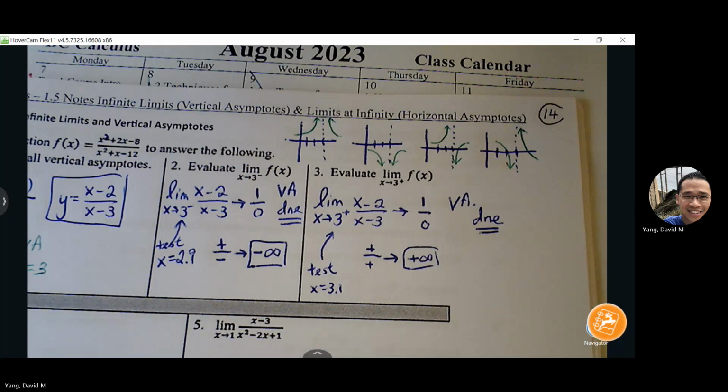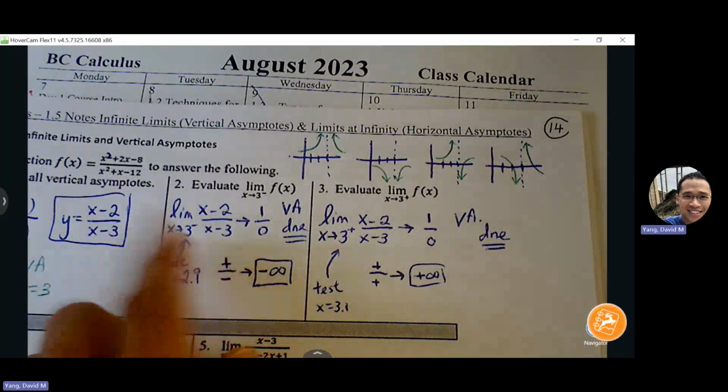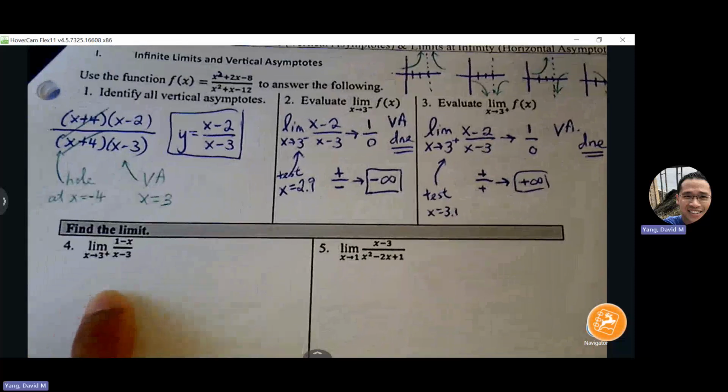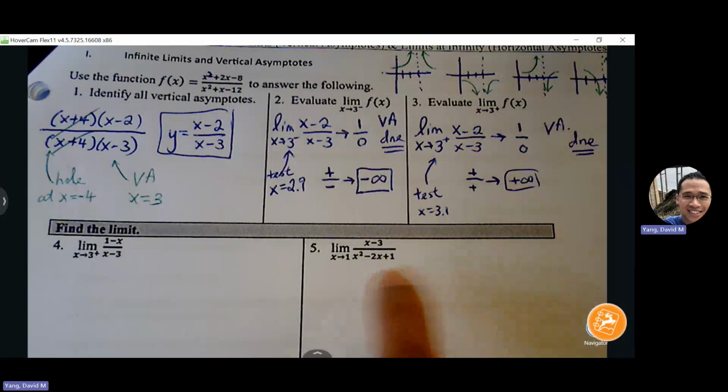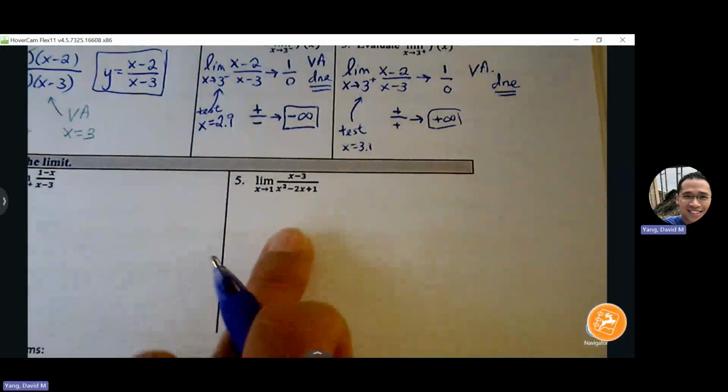Okay, so page 14. We started a little bit of notes from vertical asymptotes, right? One side of limit. Do we do number four? We did the number four, right? Okay. Let's talk about number five here. And I just want to point out just some adjustment required in terms of how we represent this limit. So let's walk through number five together.